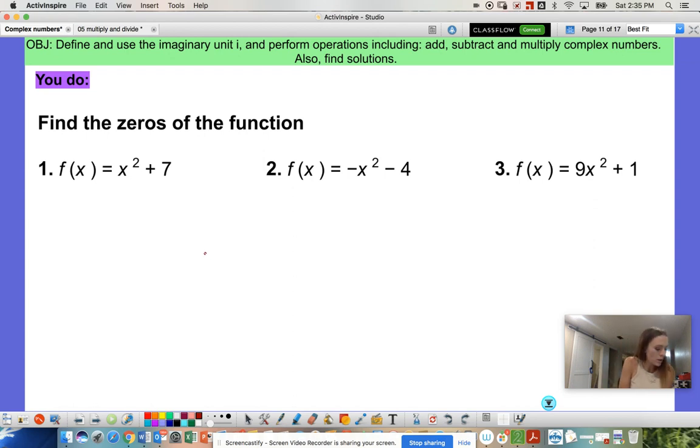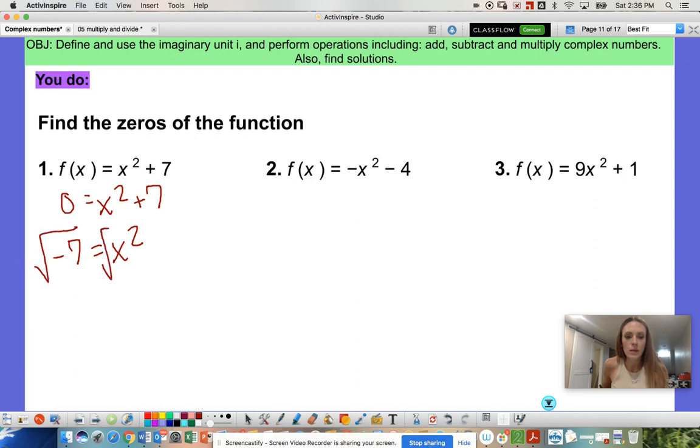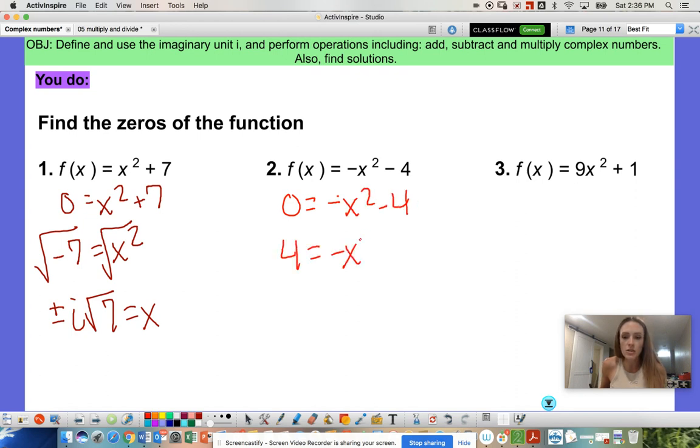Go ahead and pause me if you would like to. And then let's see if you guys can do these ones. The zeros, again, the x-intercepts. So we're going to set these equal to 0. So we'll have 0 equals x squared plus 7. Subtract 7 is negative 7 equals x squared. Square root both sides would give us plus or minus i root 7 equals x. This one, we'll set it equal to 0. 0 equals negative x squared minus 4. Add 4. 4 equals negative x squared. Divide.